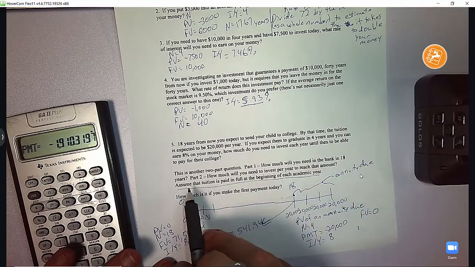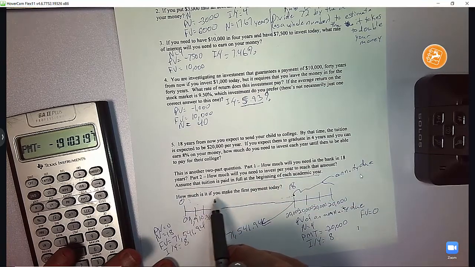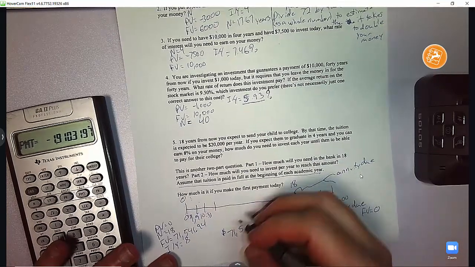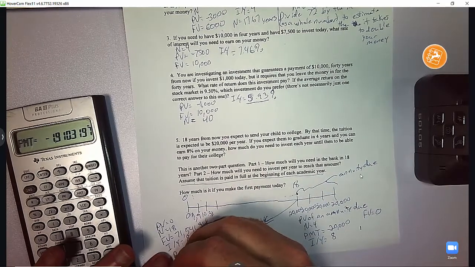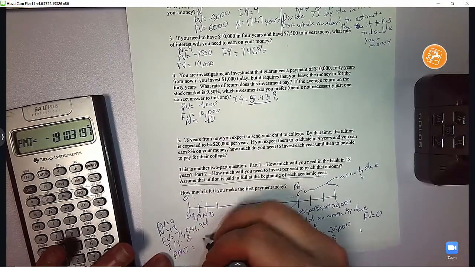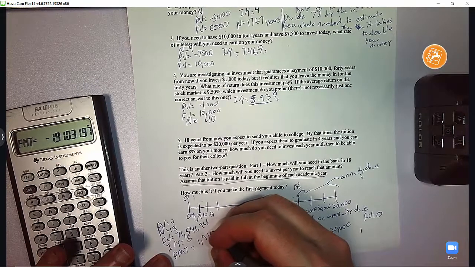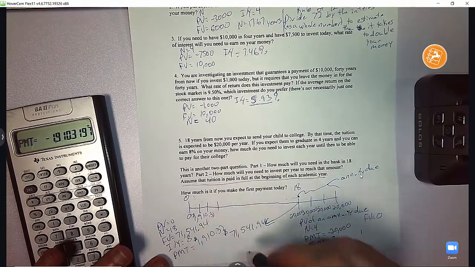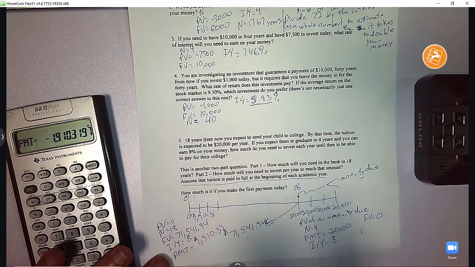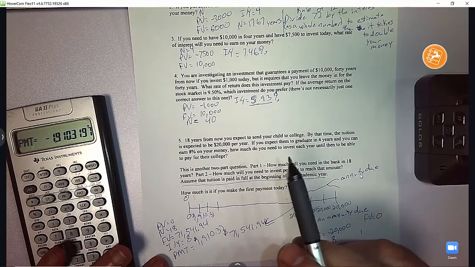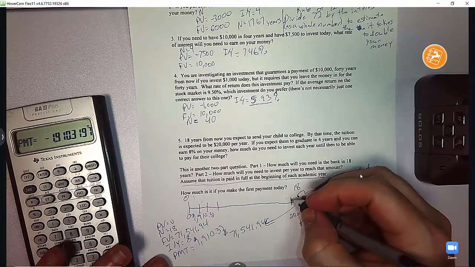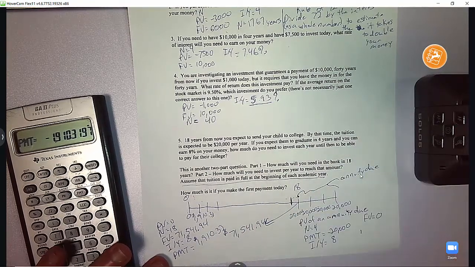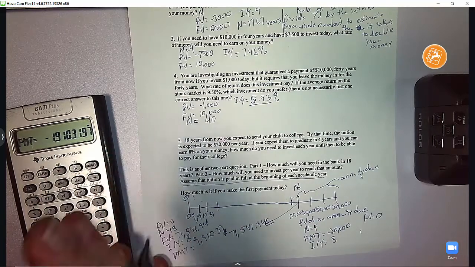All right. So now to answer this last question, how much if you make the first payment today? So I'm going to say payment is equal to $1,910.32. So if I make the first payment today, I get an extra year's worth of interest. And because of that, I'm still going to only make 18 payments. But my last payment's going to be at time 17 rather than time 18 because my first payment is today at time 0.